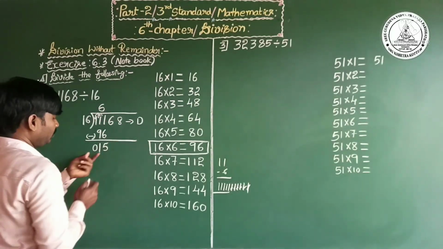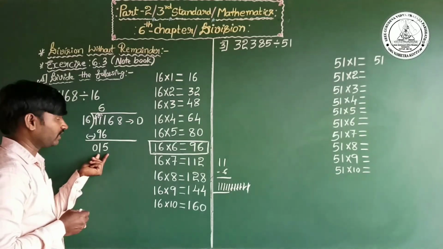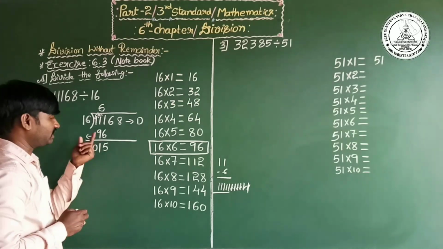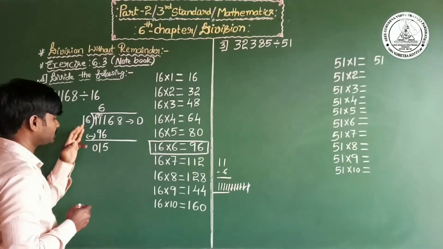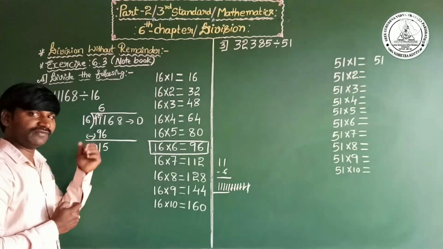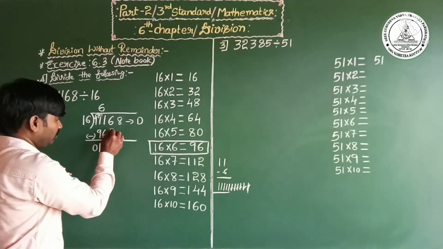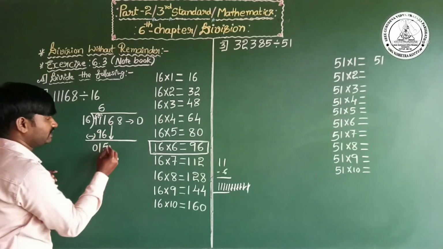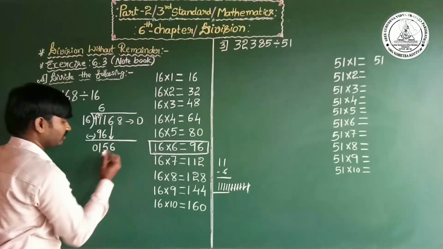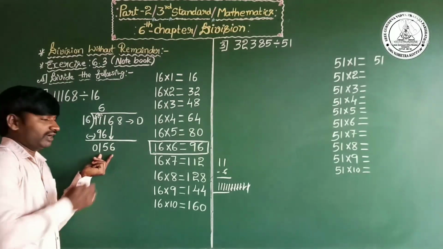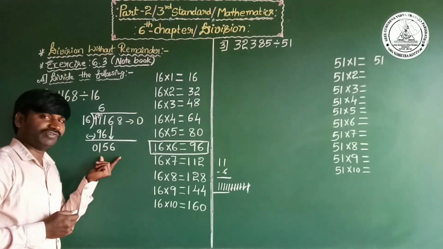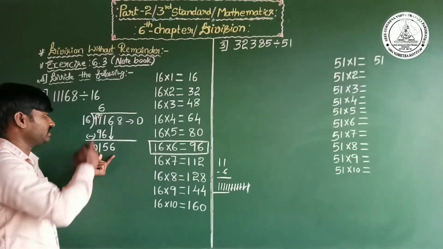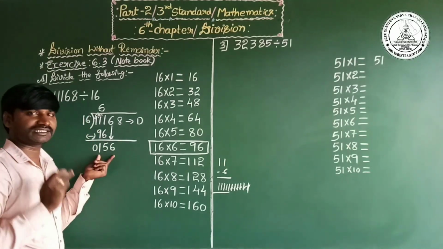Okay. Here the new dividend is 15. Yes, 15 and 16. Is this possible, dear student? That is not possible, because compare these: 15 is smaller than 16. So you next bring down the next digit. Next digit is 6. You write 6 here. Now the new dividend is 156. Yes, dear student, in this 156 it is possible to divide by 16.